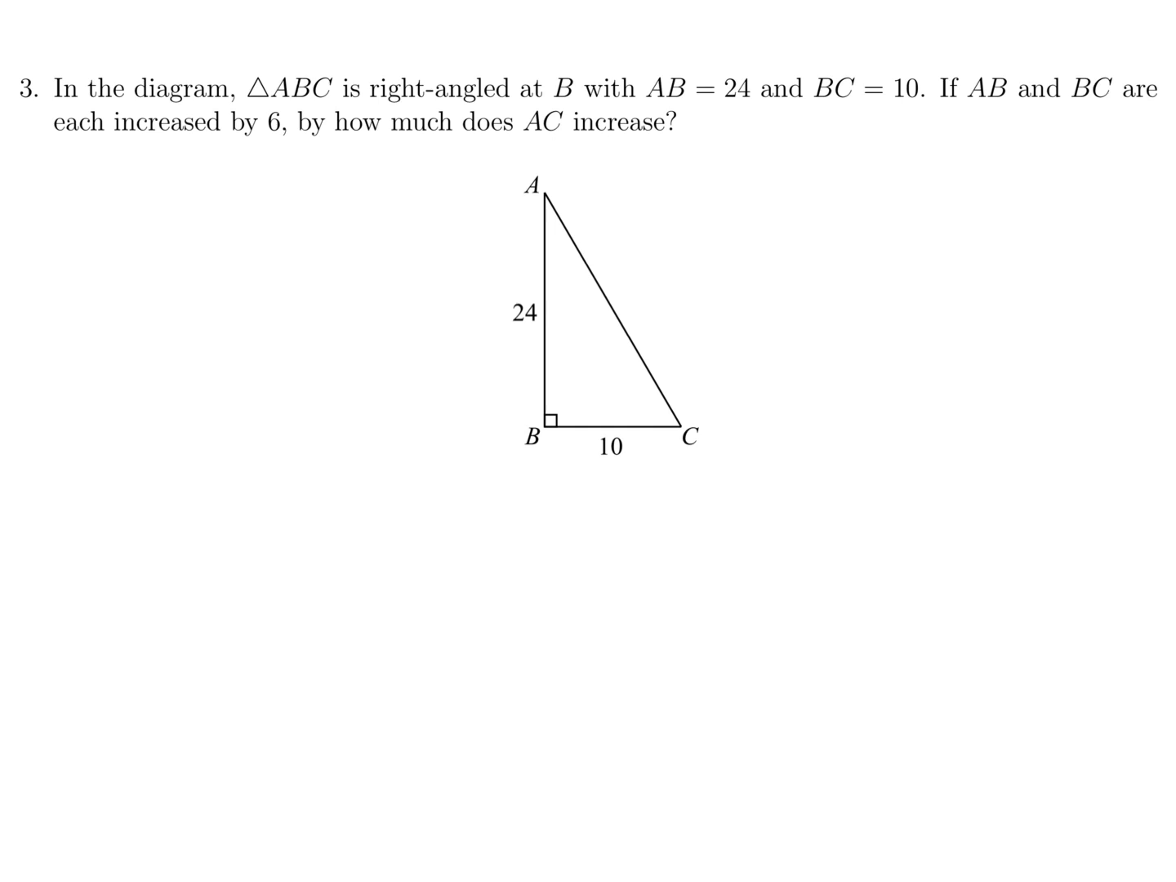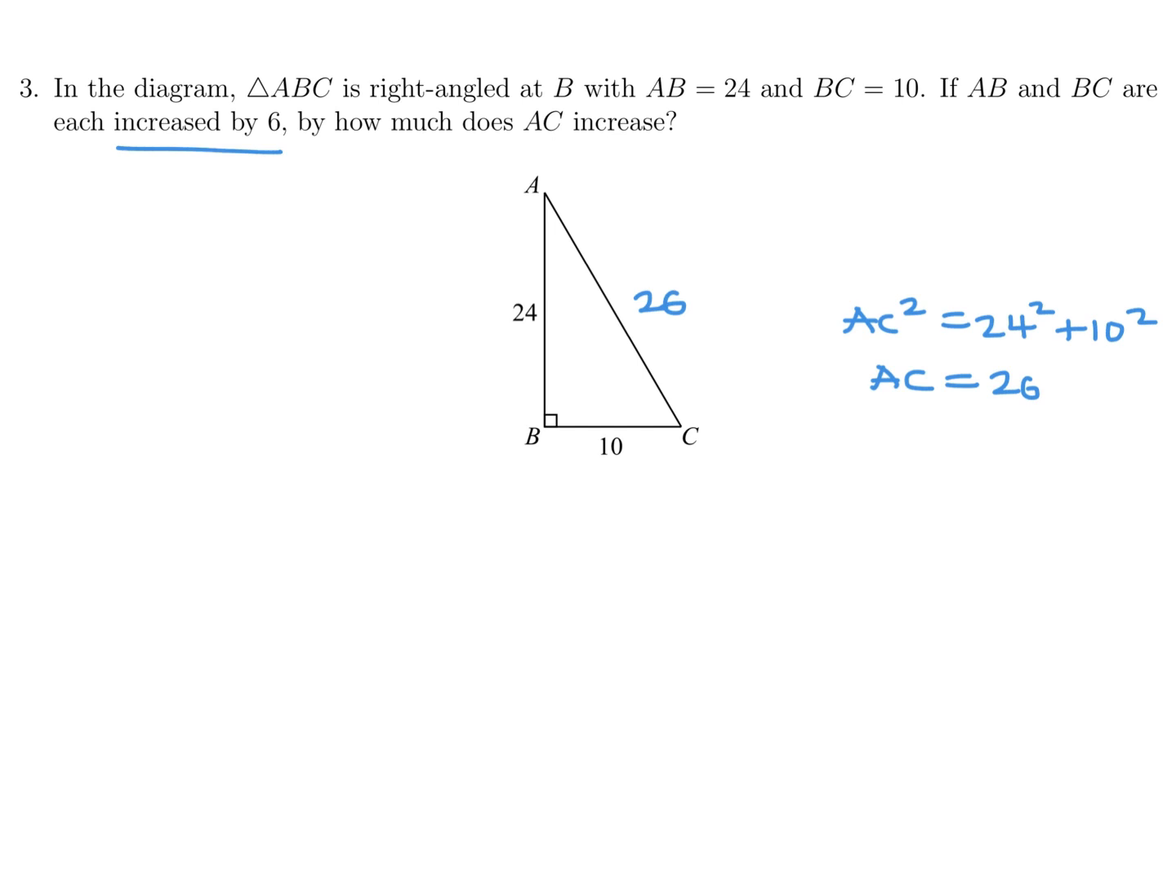In the diagram, a triangle ABC is right angled at B. AB is 24, BC is 10. If AB and BC are each increased by 6, how much does AC increase? Okay, the first thing I have to figure out is AC squared initially, which is 24 squared plus 10 squared using Pythagoras, right? You guys all know that. So when you do this math, AC becomes 26. So in this diagram, it would be 26.